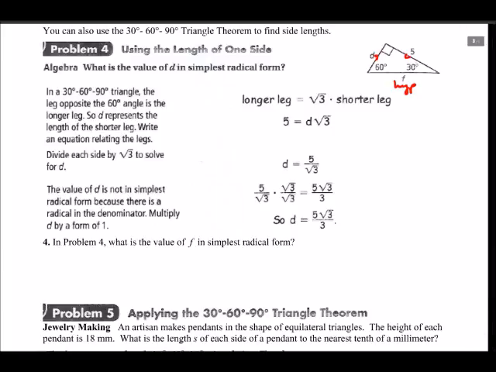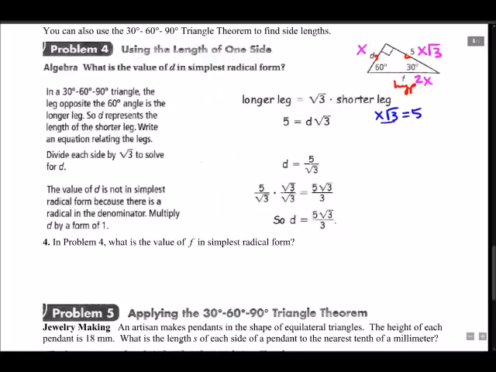I am going to label x, 2x, and x root 3. Where does the x go? X is the short leg. The hypotenuse is 2x, and the long leg is x root 3. Well, what do I know? I know that x square root 3 equals 5.